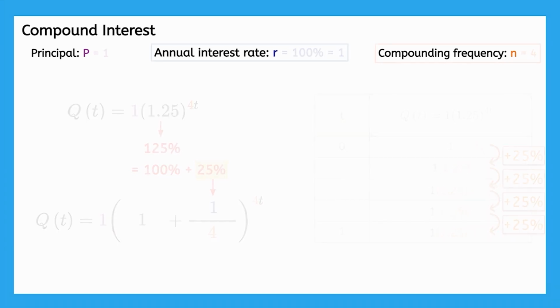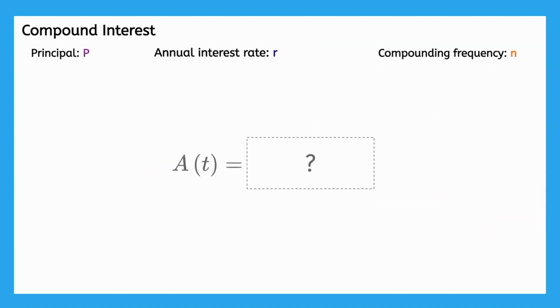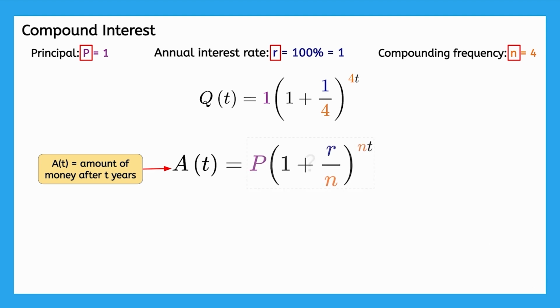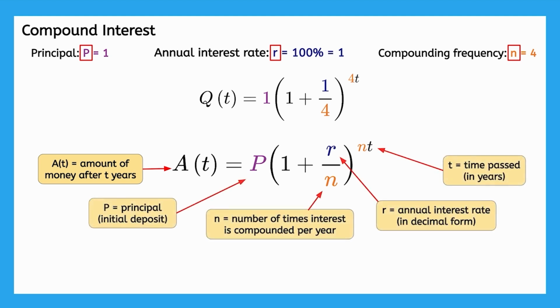Now, let's write a general formula for the amount of money A of t after t years in a compound interest account for any given values of P, R, and N. Using the structure of function Q, pause the video now and try to write this general formula yourself. The formula would be A of t equals P times 1 plus R over n to the power of n times t. It's important to note the value of R needs to be written in decimal form.